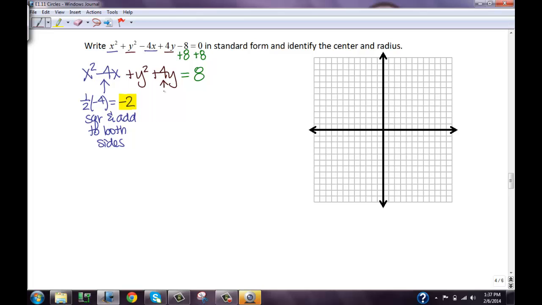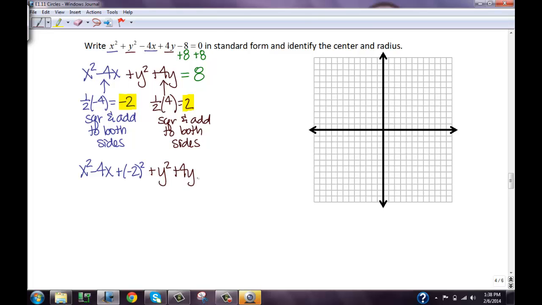I'm going to do the same thing for the y's. I look at the y coefficient, which is 4. I take half of 4, which is 2, and for the y's, I square this and add to both sides. So it's like completing the square, but we're doing it twice, one for each variable. On the left-hand side, we now have x squared minus 4x plus the negative 2 squared we got from completing the square, plus y squared plus 4y plus 2 squared, which we got from completing the square with the y's, is equal to the constant term 8 that we had, and then the 2 squared values that we got.